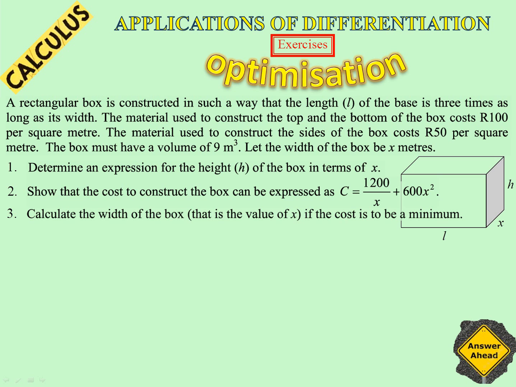A rectangular box is constructed in such a way that the length of the base is 3 times as long as its width. So therefore L equals 3x if you like. The material used to construct the top and bottom of the box costs 100 Rand per square meter, while the material used to construct the sides costs 50 per square meter. Rand, dollars, yen, whatever. The box must have a volume of 9 meters cubed. Let the width be x. Determine the expression for the height h in terms of x. So the volume has to be 9. Right, try this yourself first.